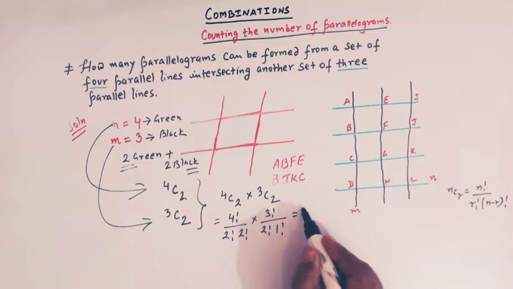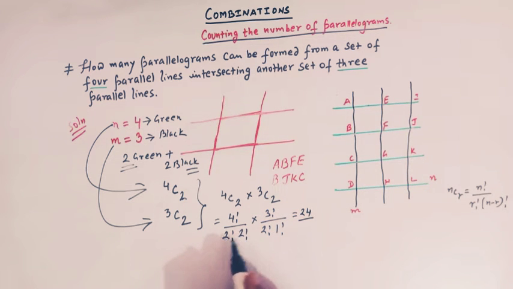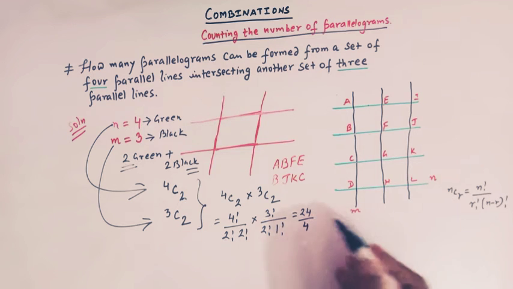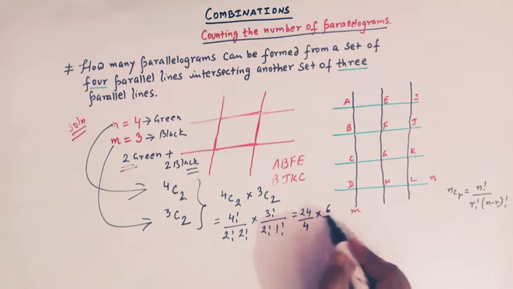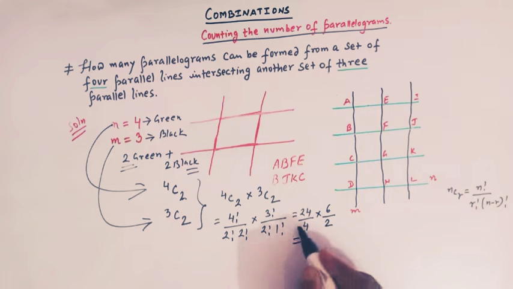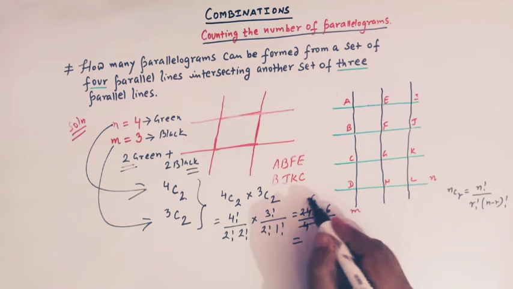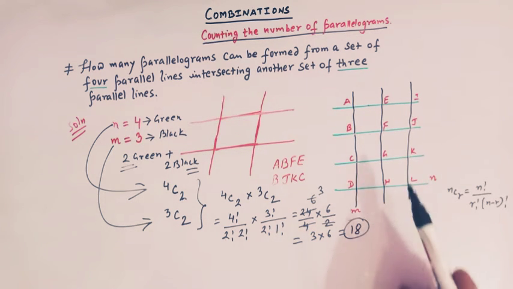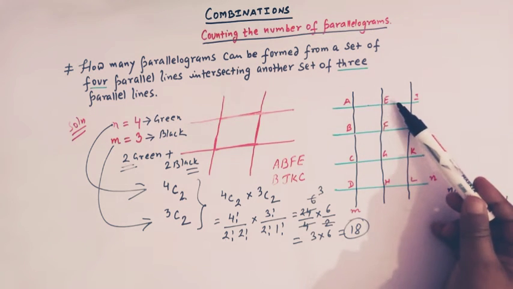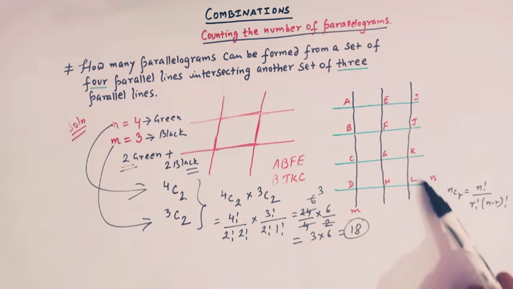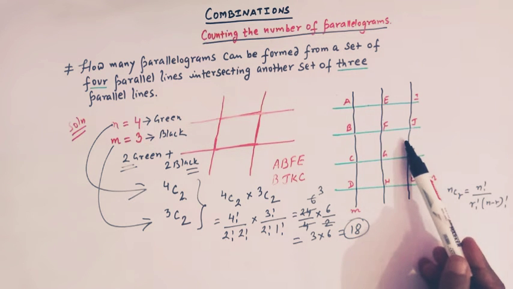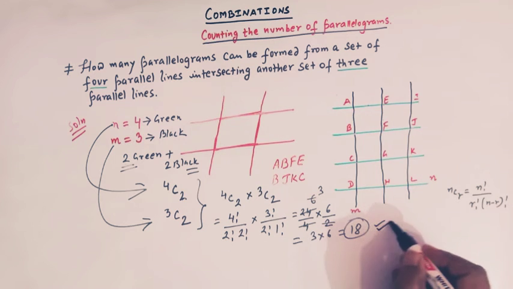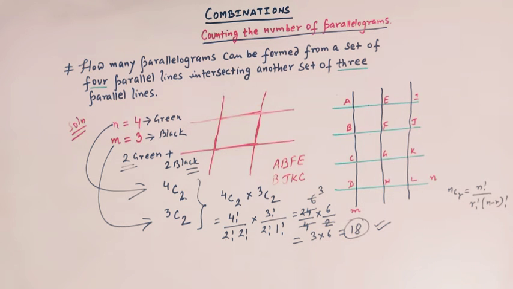Now 4 factorial is 24, and here we have 2 times 2, 4, and 3 factorial is 6, and here we have 2, right? So this is 4 6s are 24, and here we have 2 3s are 6, so we have 3 times 6, that is 18, right? So the total number of parallelograms which would be formed by the intersection of these 4 parallel lines and these 3 parallel lines is given by 18. So the number of parallelograms would be 18, right?